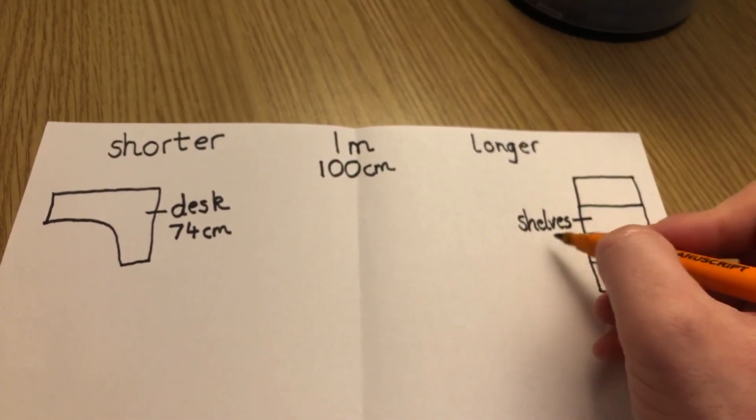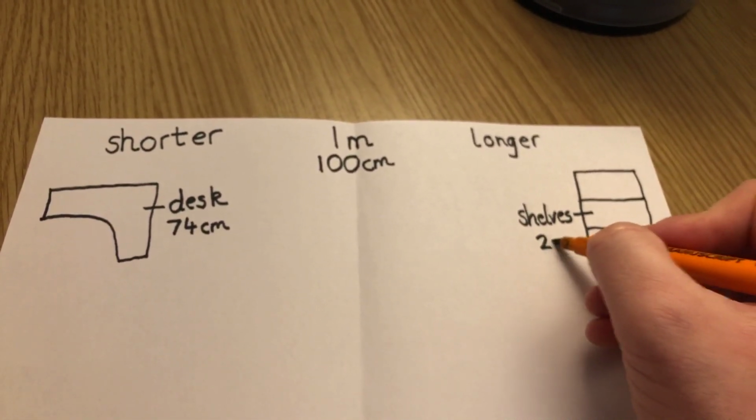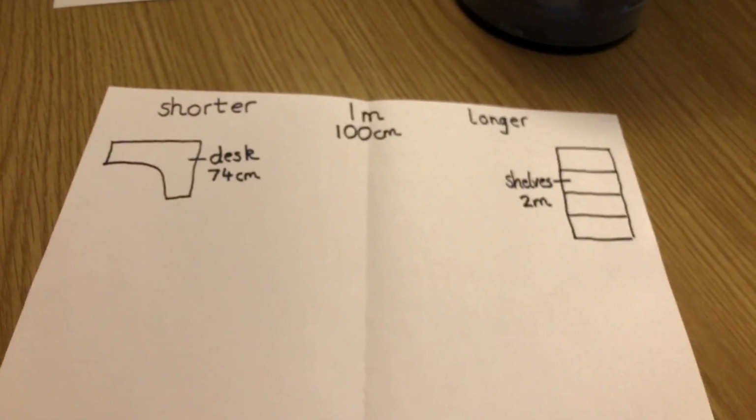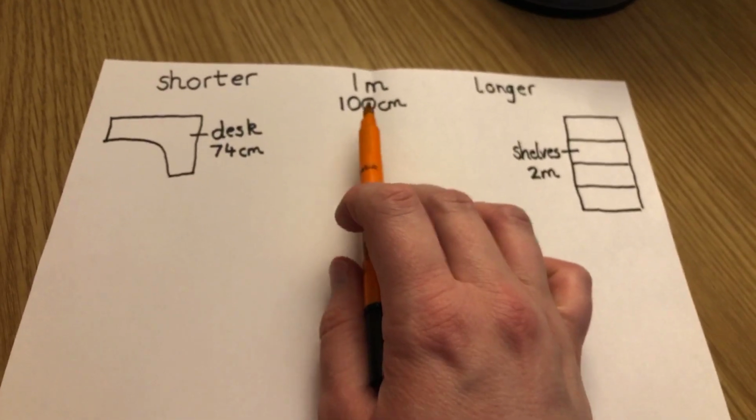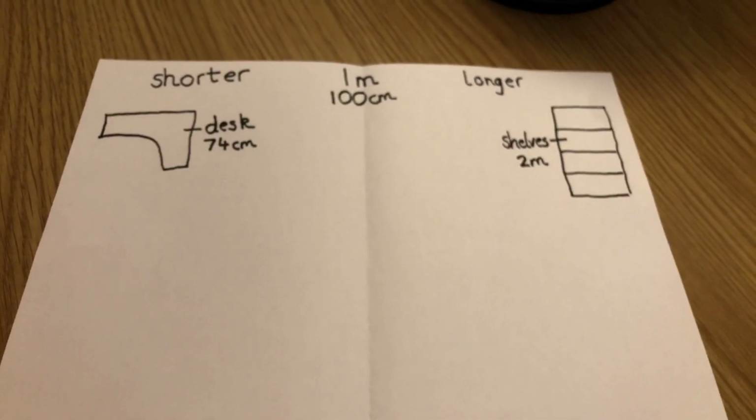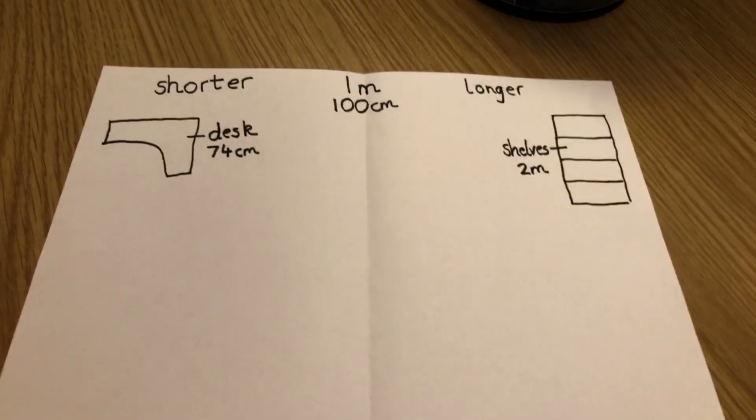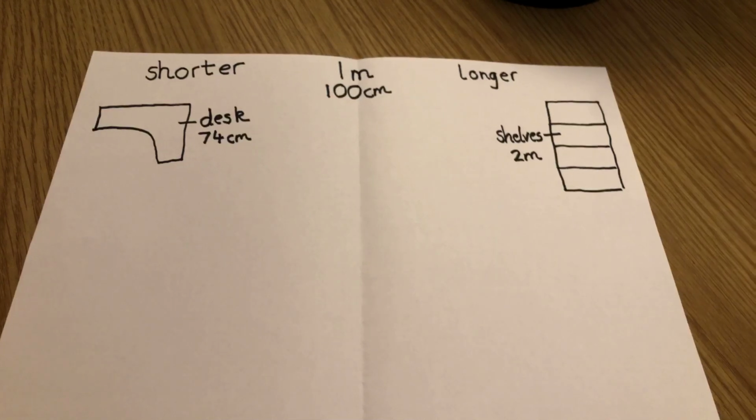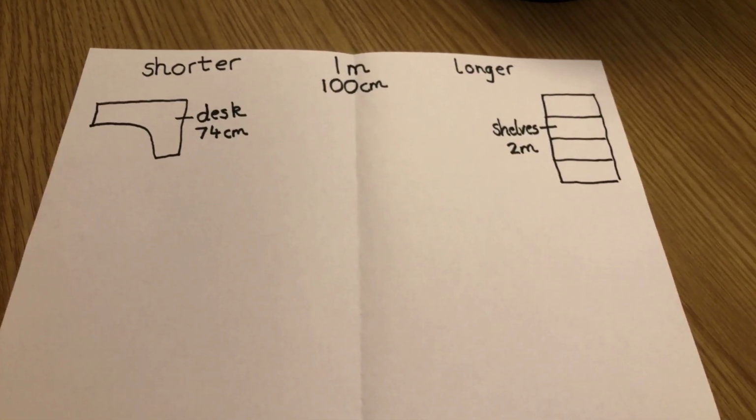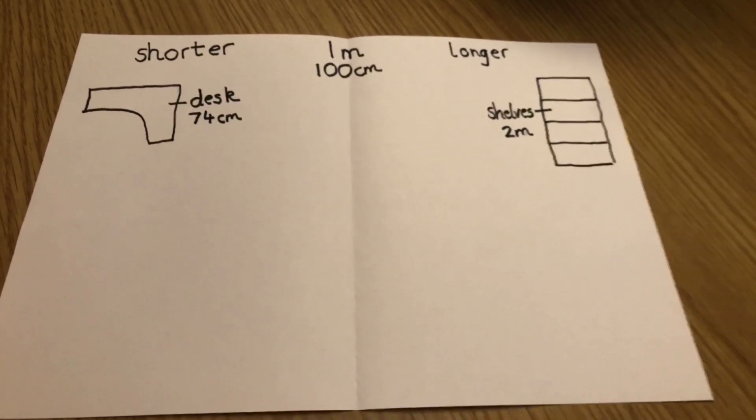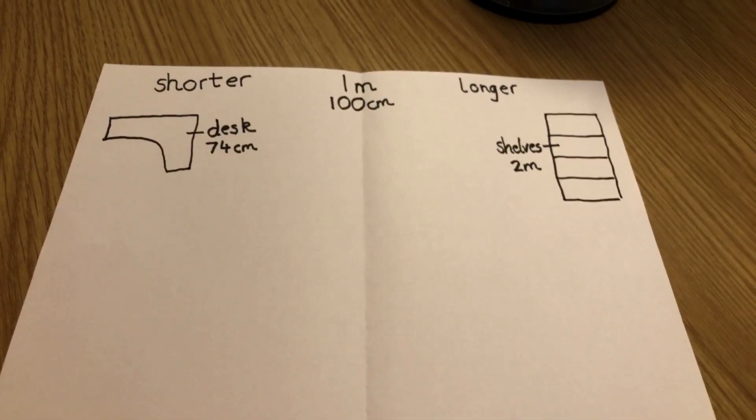That's my shelves, and it's 2 metres long. So there's a challenge for you. What can you find in your house that's longer than 1 metre and what's shorter than 1 metre? And if you don't want to draw it, you could always put piles, so you can have a pile of shorter objects and a pile of longer. That's if you can carry the ones that are longer than 1 metre. Right, pause this and off you go.